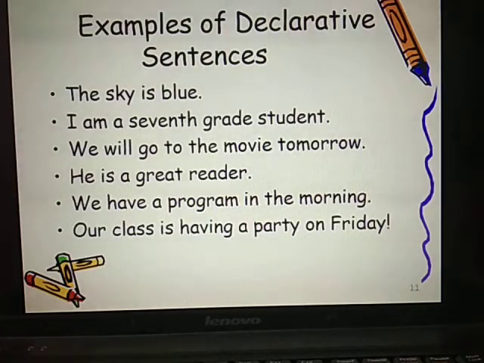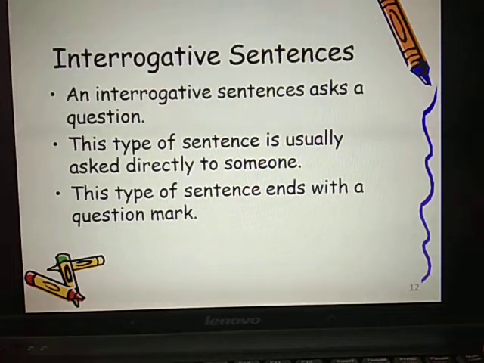Now, examples of declarative sentences. The sky is blue. Full stop. I am a 7th grade student. Full stop. We will go to the movie. So we are declaring something. We are telling something. He is a great leader. We have a program in the morning. Our class is having a party on Friday. So we have put a full stop after this.